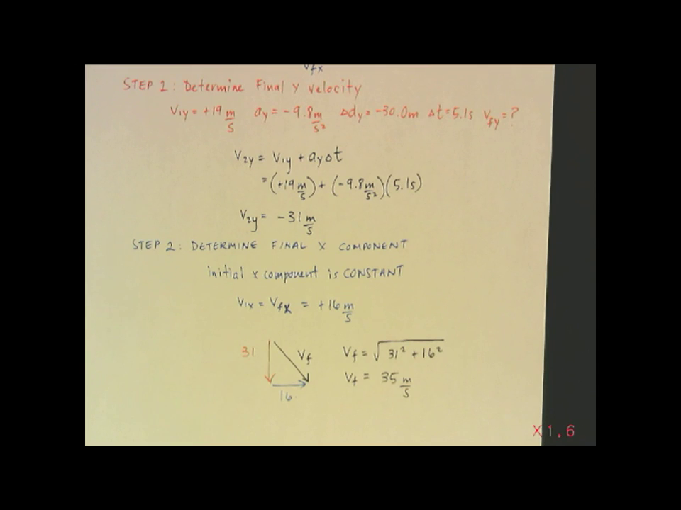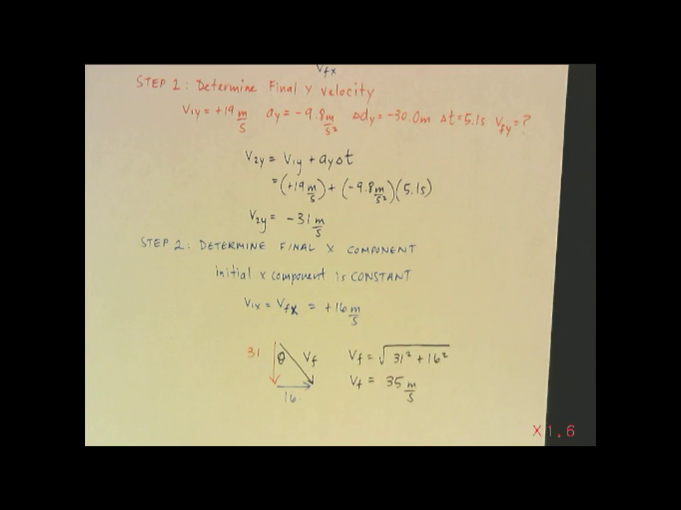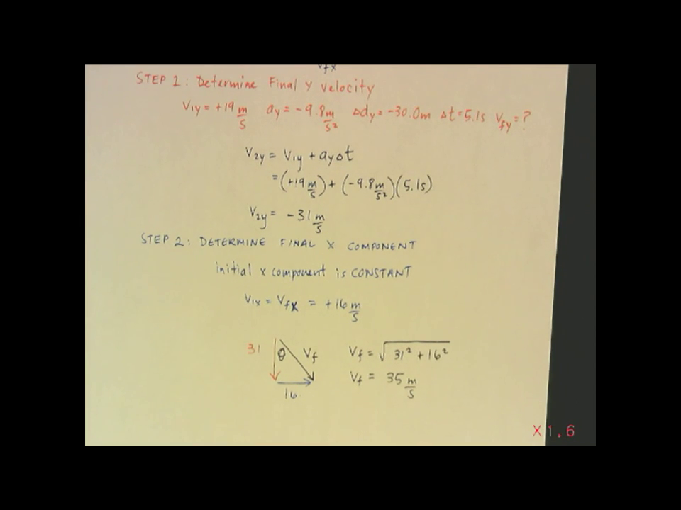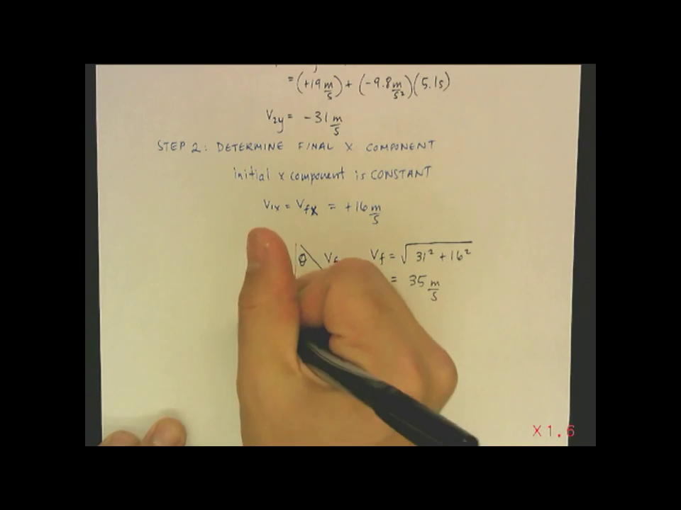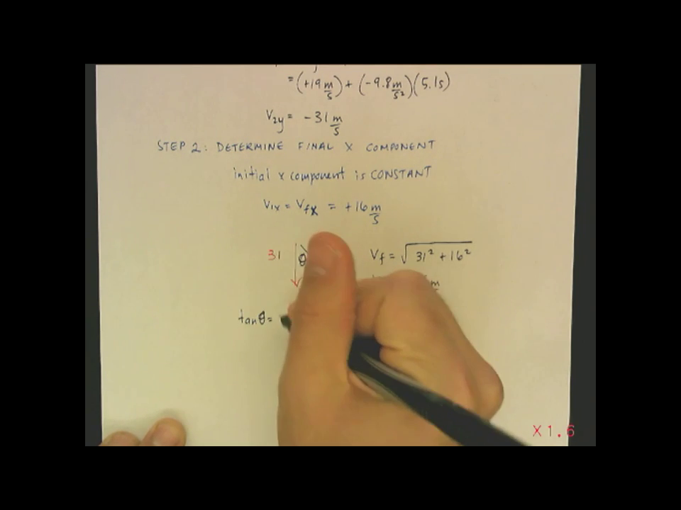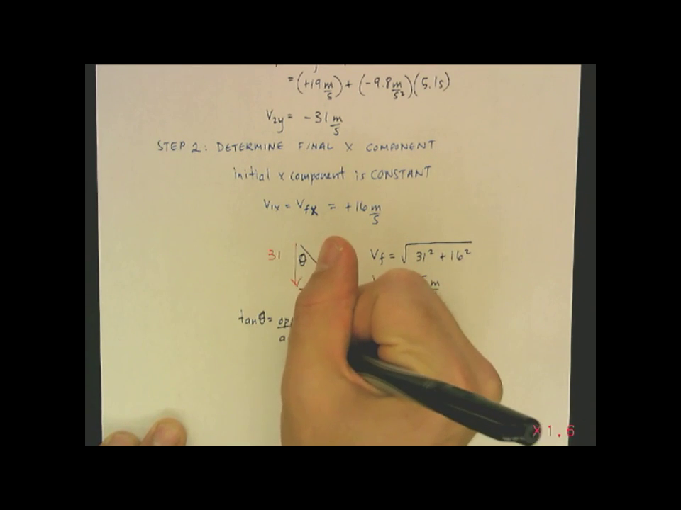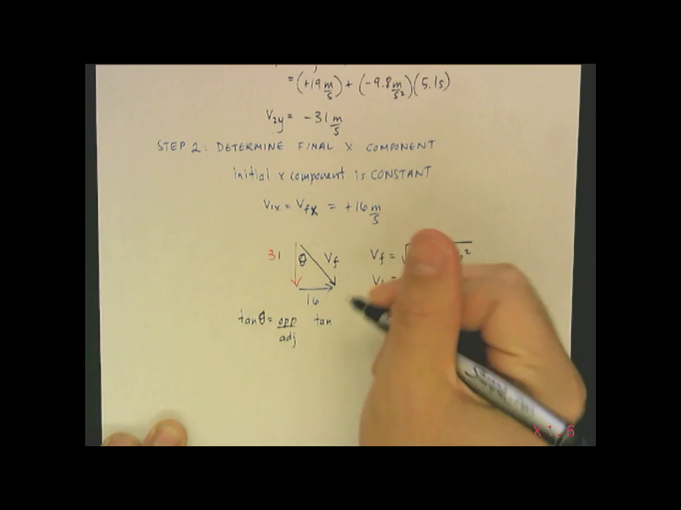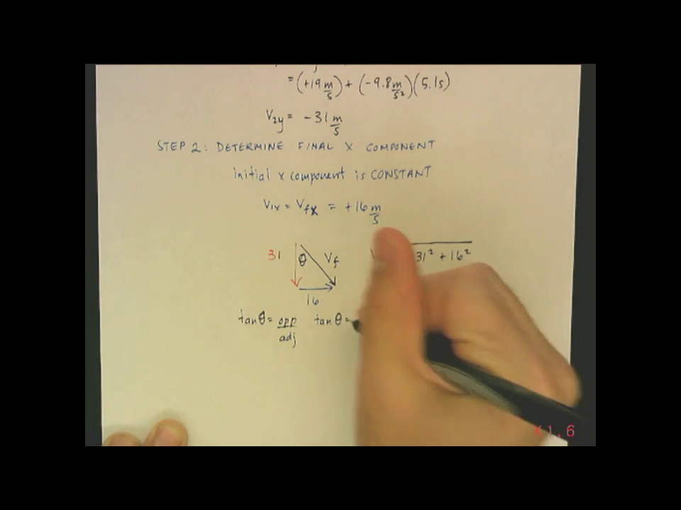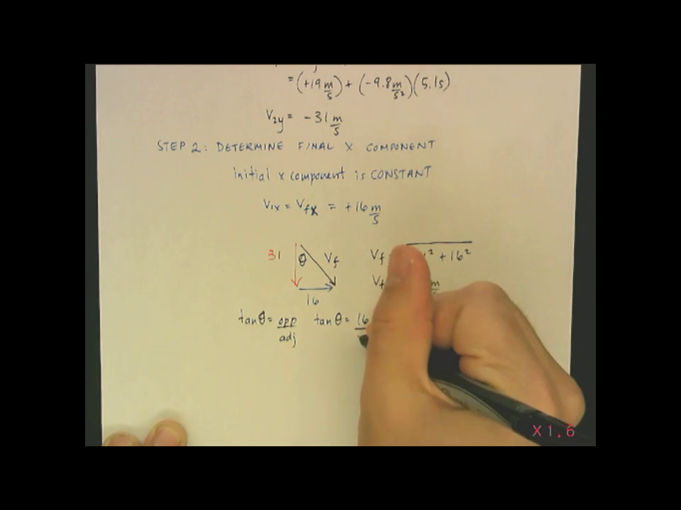We're almost done. We have to determine in which direction this is traveling. Because it's velocity, your final answer must include a direction. So we have to find the value of this angle theta. Whenever we've found the angle inside a right angle triangle, we've always gone to tan theta is equal to opposite over adjacent. In this case, tan theta is equal to 16 over 31.